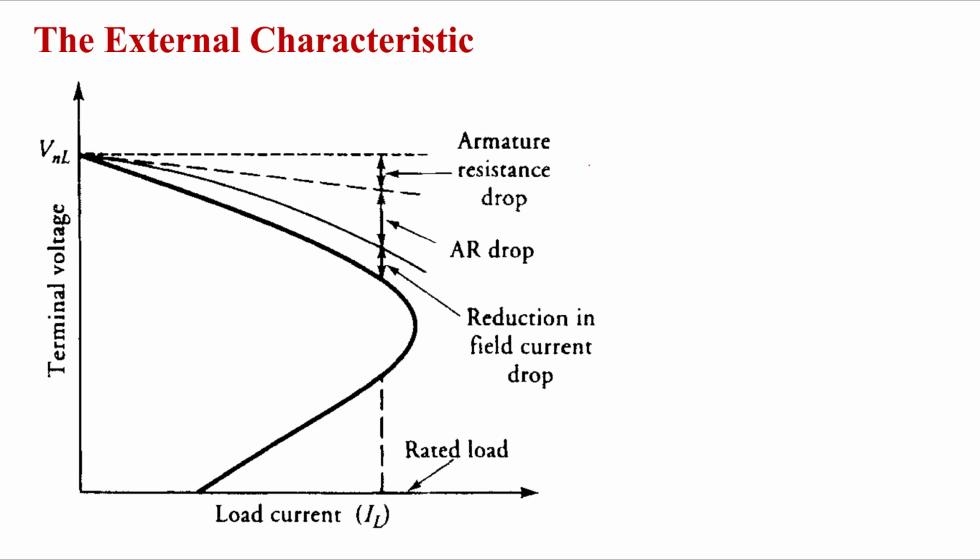Now the external characteristic. As we plotted the external characteristic for the separately excited generator, here we'll plot the external characteristic for the shunt connected self-excited generator, right? The same kind of curve will come. We can see here, this is the no load voltage line. If we plot the terminal voltage versus the load current, this is your curve.